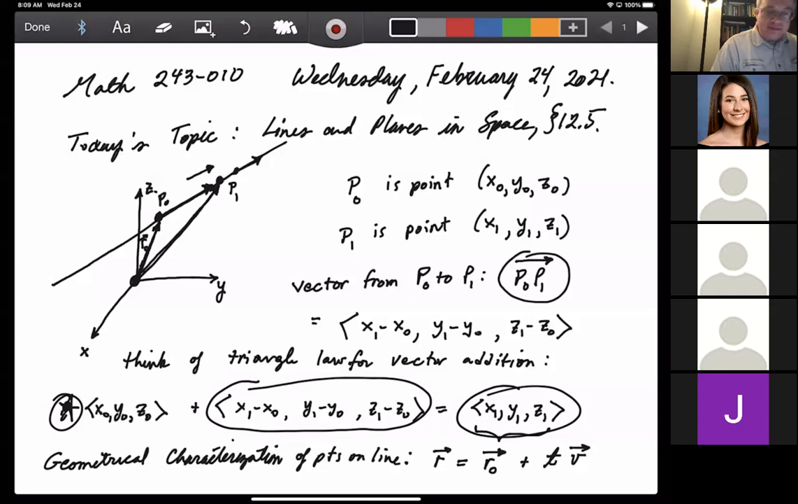Wait, is that t times the vector all in the equation at the bottom? This is a V. Okay. R equals R0 plus TV. Okay. Thank you. You're welcome.